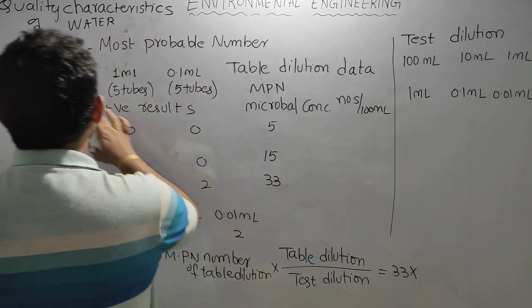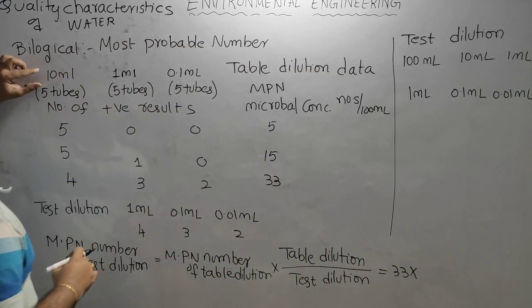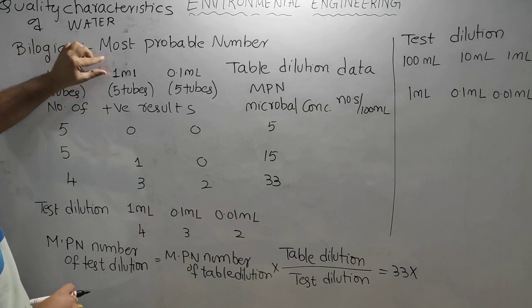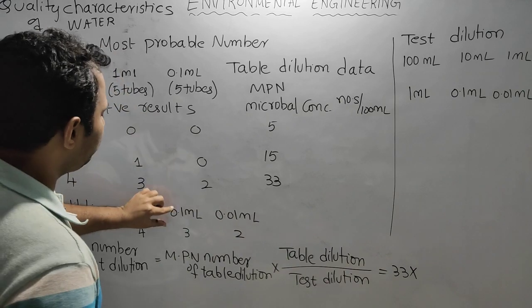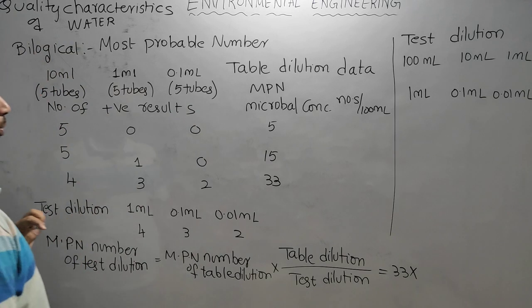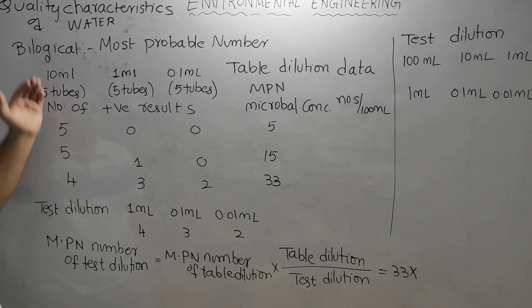What is the table dilution? Whatever you take, if you are taking 10 ml, you take the corresponding value here, 1 ml. If you are taking 1 ml, take the corresponding value 0.1 ml. If you are taking 0.1 ml, take the corresponding value 0.01 ml. So only the corresponding values you need to take.